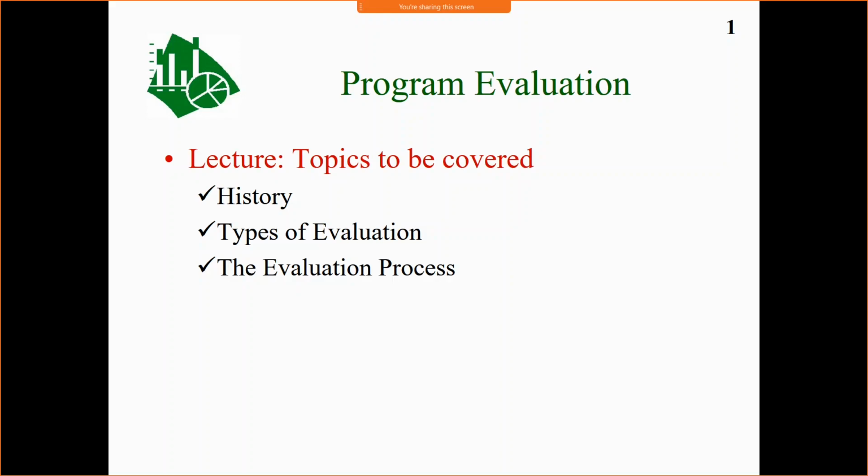is basically a type of research that's different than more theoretical research. And we'll talk about the history of it, the types of evaluation, and the evaluation process.